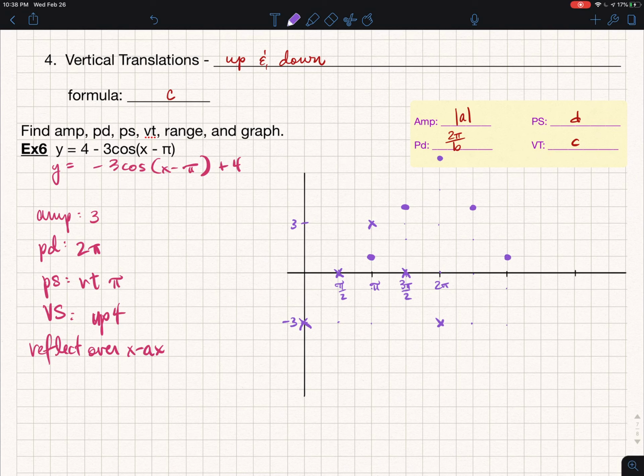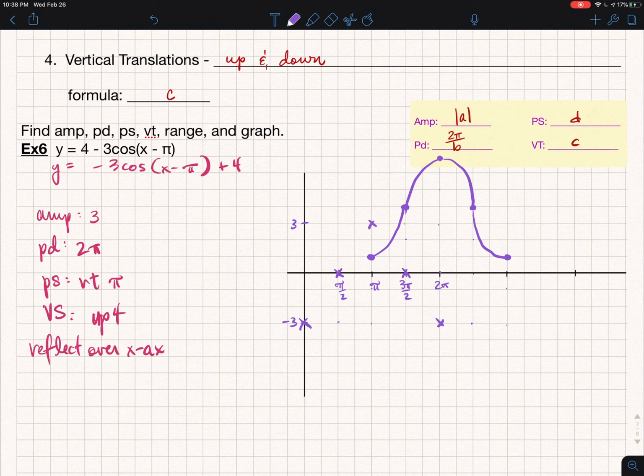Don't draw a mountain. Make sure I can see your concavity. This first piece is concave up. The next piece is concave down. The third piece is concave down. The last piece is concave up.